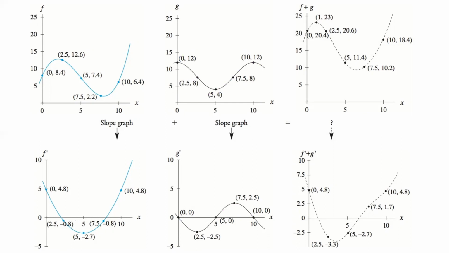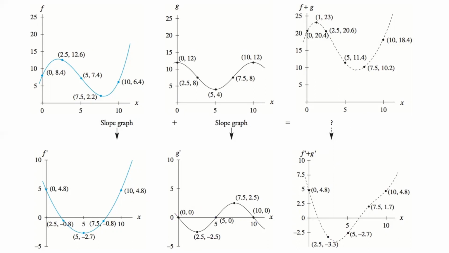And now if we add this to this, is that going to give us that? Well, if you look, 0 and 4.8 and 0, 0, it's going to be 0, 4.8. That looks good. Okay. Now we have 5, 2.7 negative, and 5, 0, so it's going to be 5, negative 2.7. Now we have the 2.5 and 2.5 and negative 0.8, negative 2.5. That gives us a negative 3.3. And as we go, that plus that does equal f prime plus g.